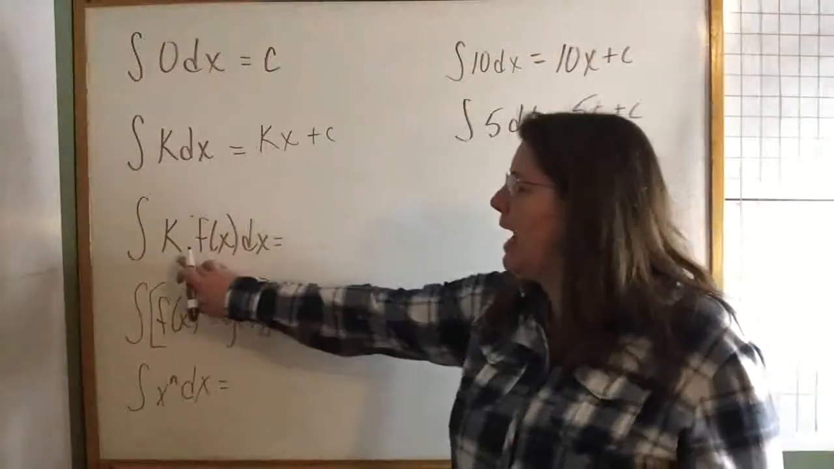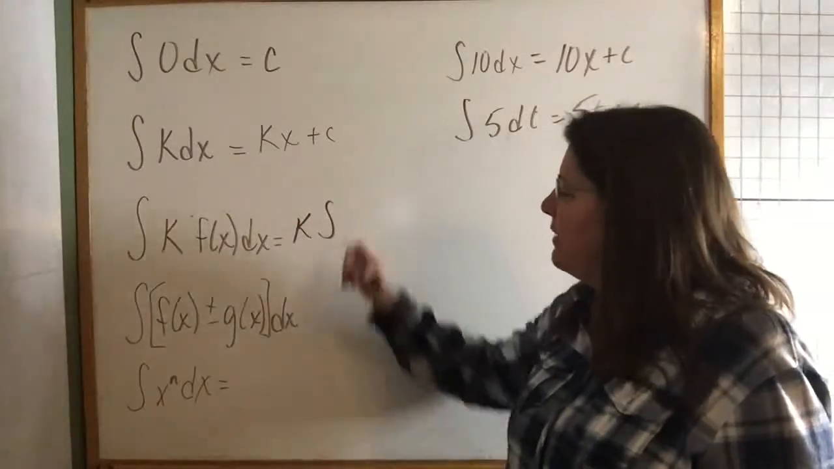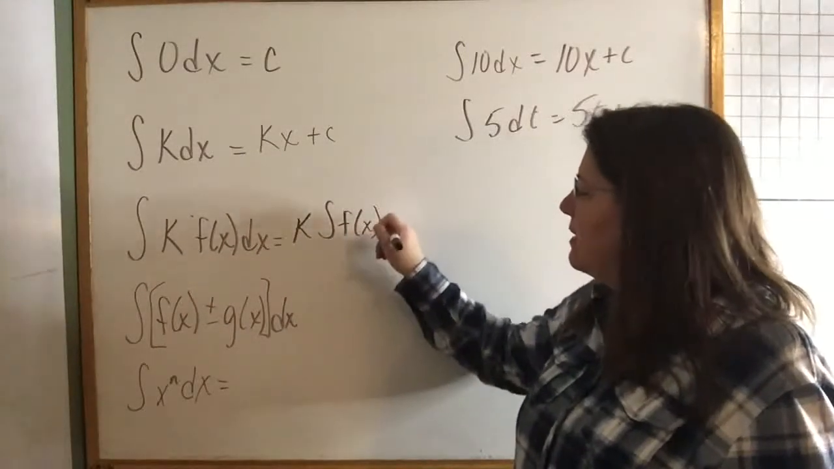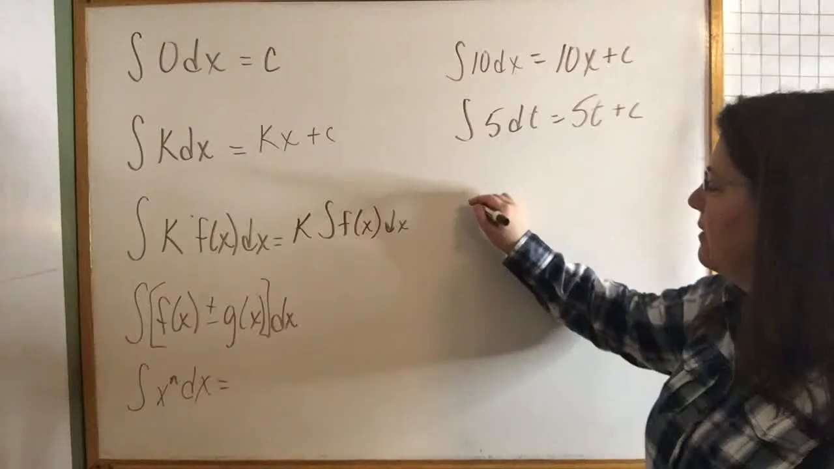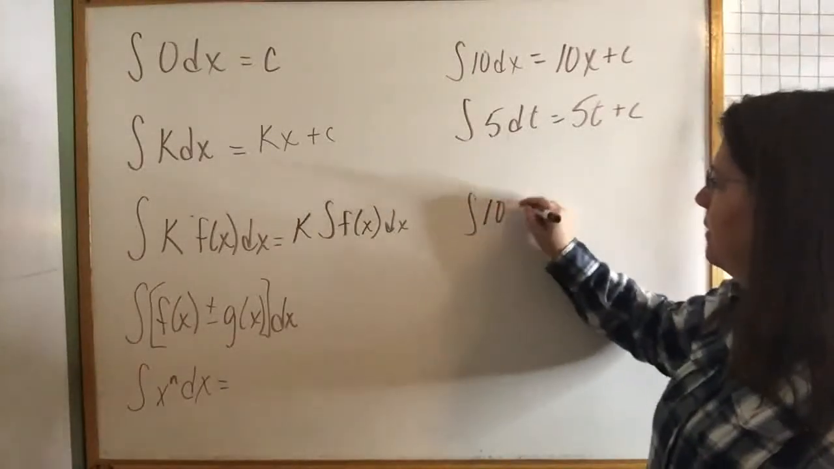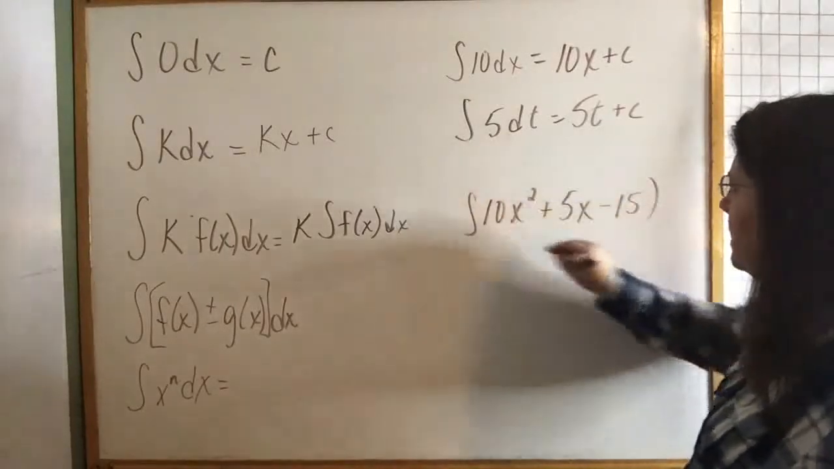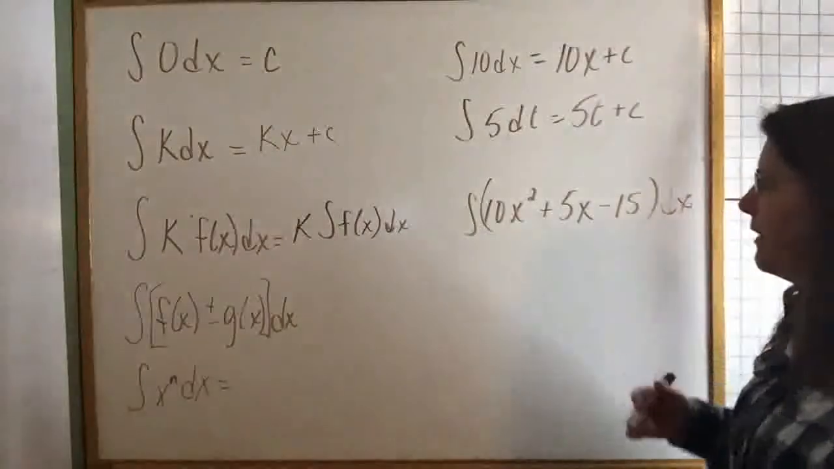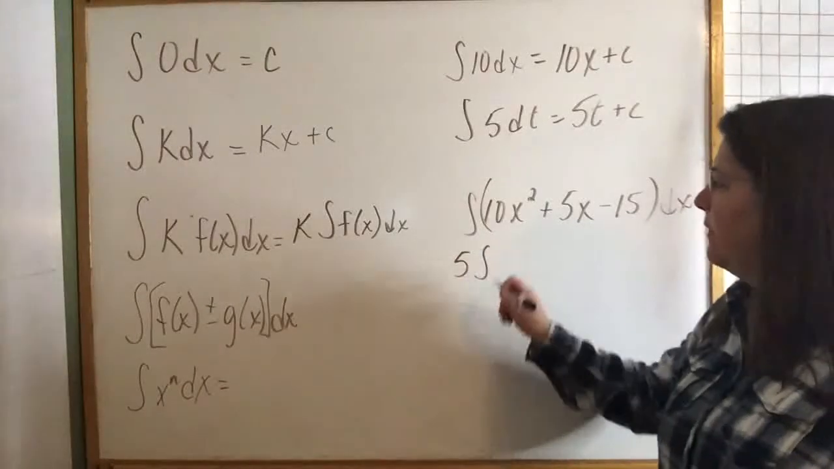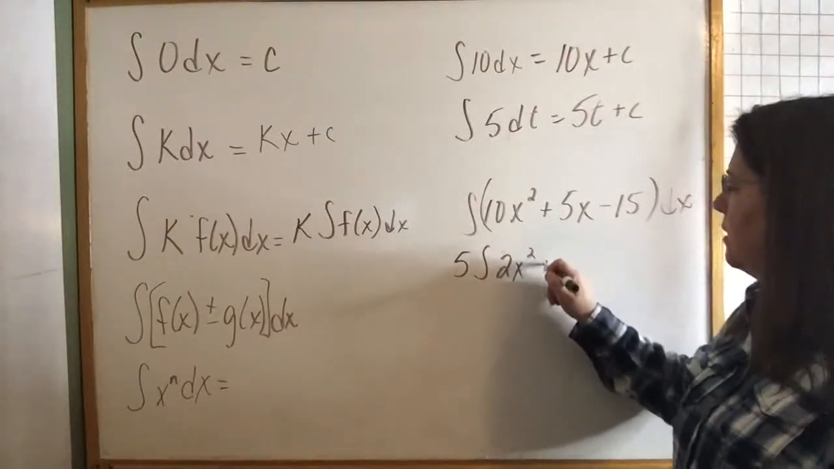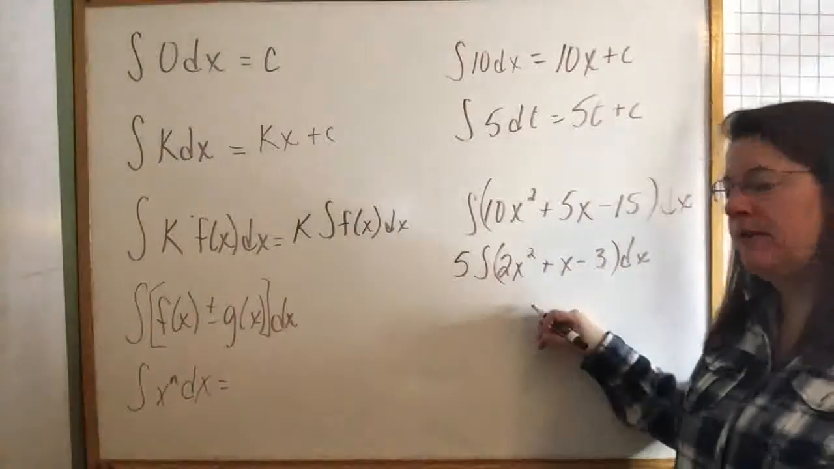For this one, if we have k, a constant, times a function, that constant can be brought outside of the antiderivative symbol to make it easier. And sometimes you'll want to do that. For example, I might have something like this. The integral of 10x squared plus 5x minus 15 dx. Well, if you think about that, all of those are divisible by 5. So I could bring the 5 out and then rewrite it. That would be 2x squared plus x minus 3 dx. And then take the antiderivative of that.